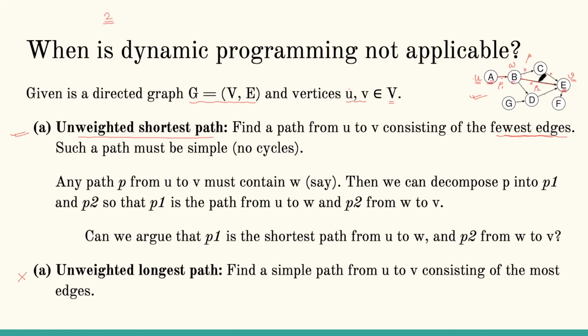Now the question is, if P1 and P2 are two paths broken from P, where this node B or W here is in the path P, can we argue that P1 is the shortest unweighted path between A and B, and P2 is the shortest unweighted path between B and E? I guess it's pretty clear that if this wasn't the case, then P wouldn't be the final solution. If there was a shorter path from A to B, then P would not be the optimal solution. So clearly, P1 and P2 are also optimal solutions to the sub-problems.